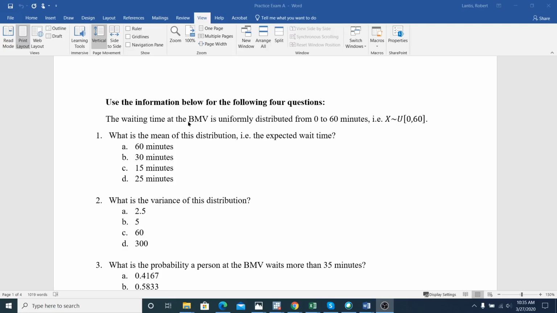So this very first question, we're told the waiting time at the BMV is uniformly distributed from 0 to 60. Okay, so I've got this random variable x. It's uniformly distributed, minimum of 0, maximum of 60. Okay, so I want the mean or expected value of this distribution. What would I do?